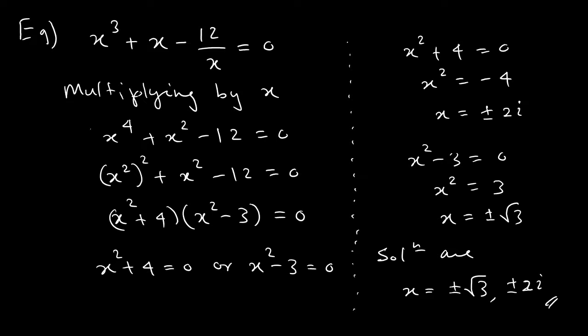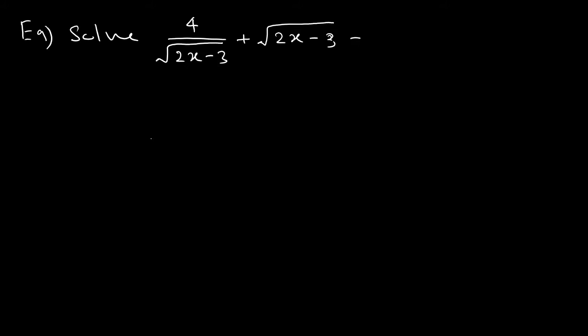So let's do a different type of problem now. The next example, how about this? Again, solve 4 over the square root of 2x minus 3, plus the square root of 2x minus 3, equals 5, like this.